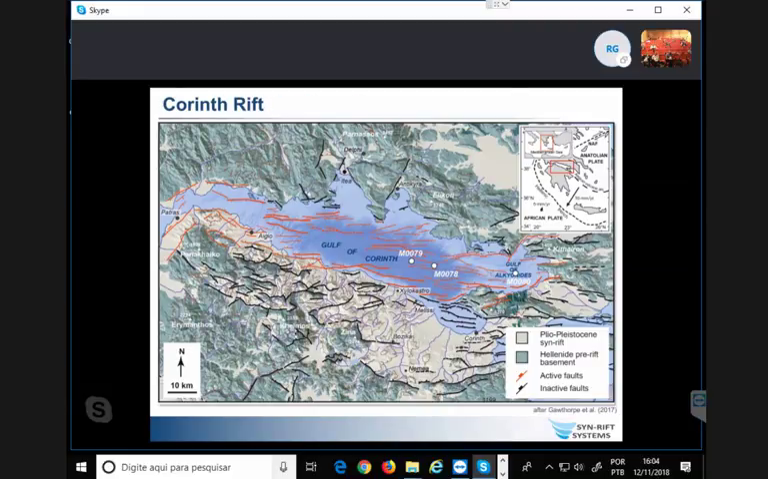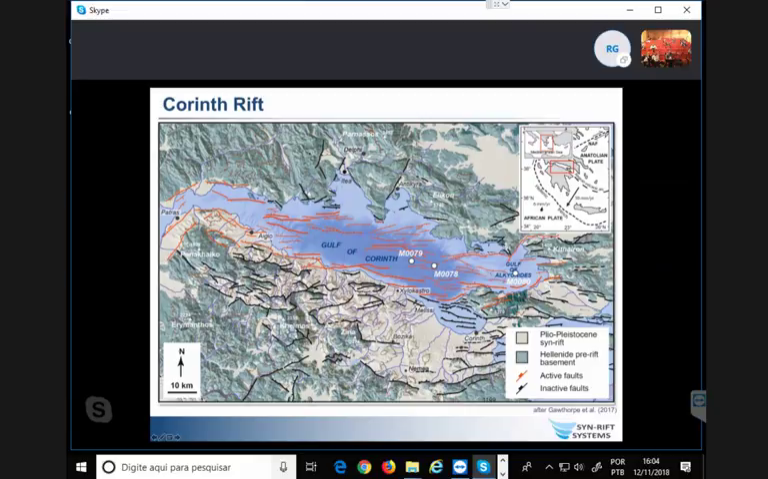Okay, so let's have a quick look at the Gulf of Corinth. I'll set the scene and show you modern depositional systems and then zoom in and look at some of the older outcrop analogues that we're working on. So here's the view of the Corinth Rift. It's about 100 kilometers long. It's about 30 or so kilometers wide.